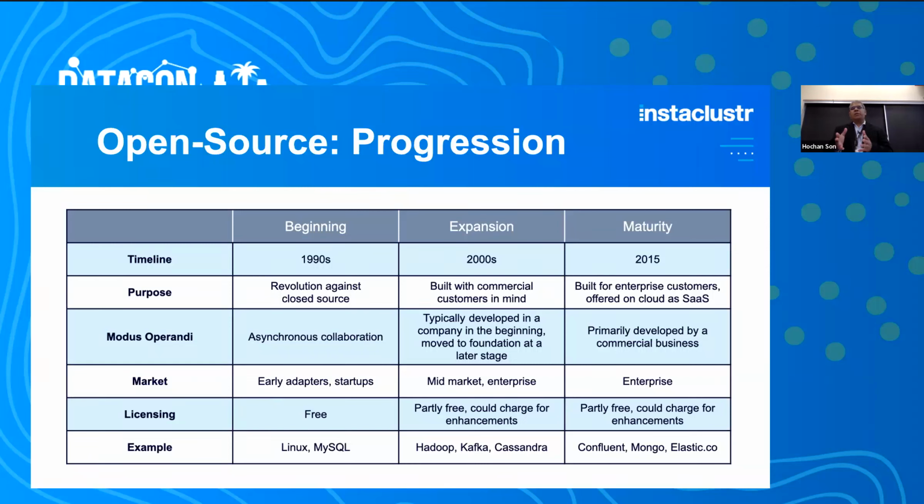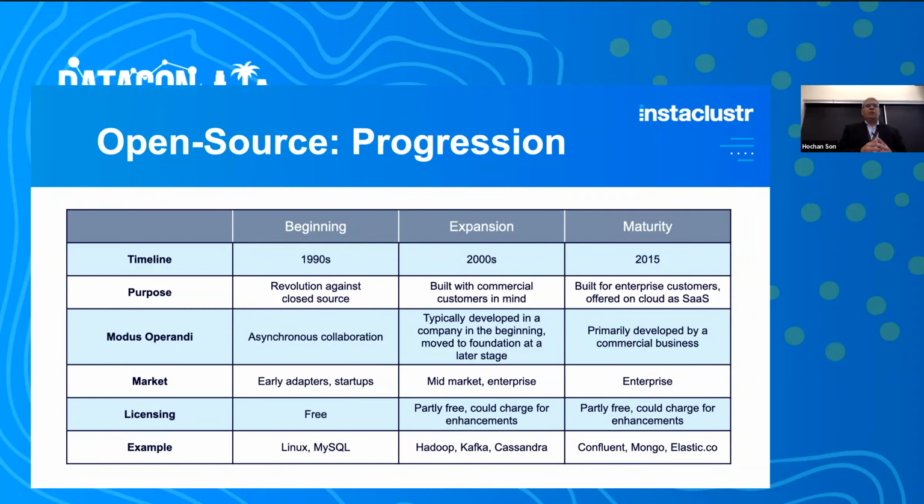This is my progression: beginning, expansion, maturity. I think there are no hard rules there. I came up with this just to understand. As I said, it began in the mid 80s, late 80s, and through the early 90s. The purpose of this was a revolution against closed source.